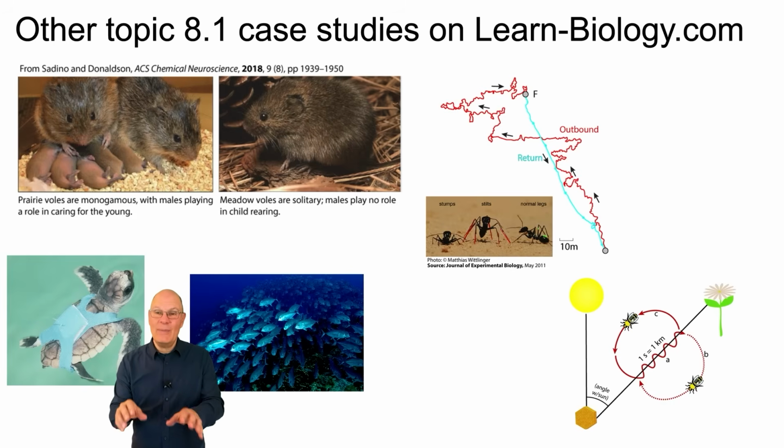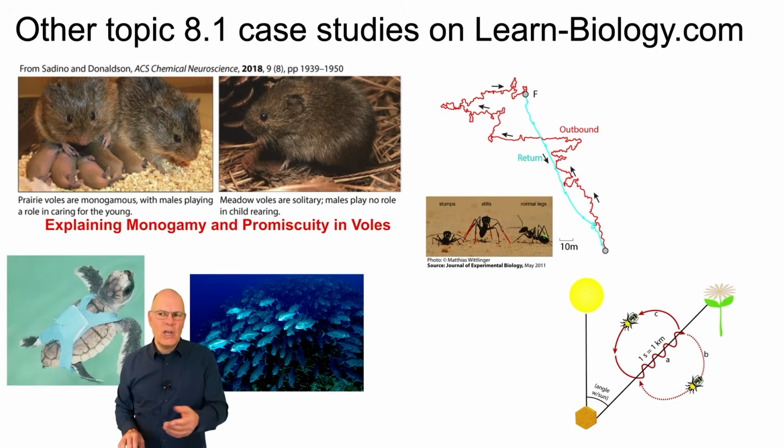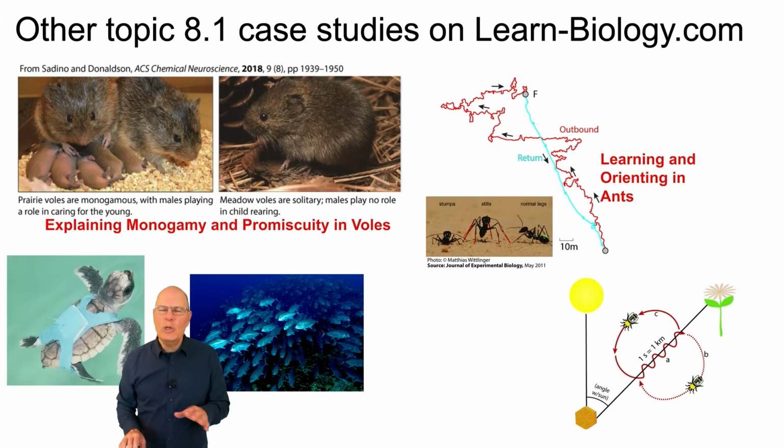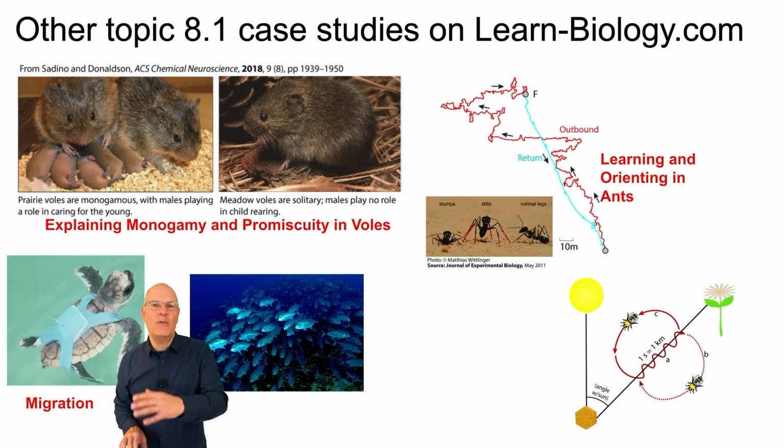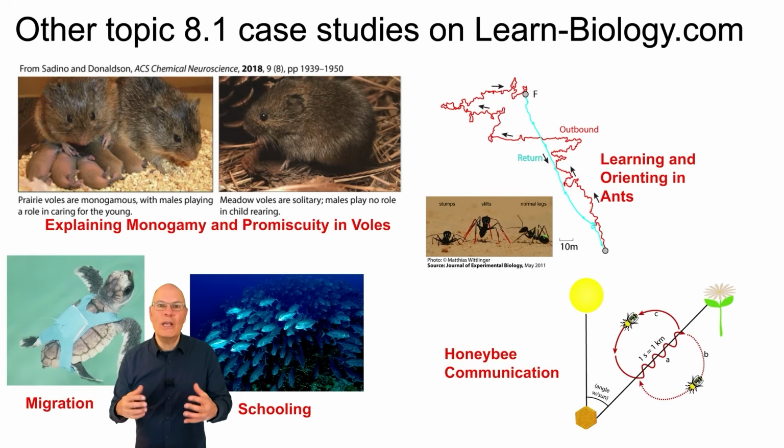We're going to stop presenting them here right now, but what I want to encourage you to do is to go up to learn-biology.com, where you can learn about amazing things like why some voles, a small type of rodent, are monogamous while others are promiscuous. You can learn about how ants learn how to make their way back to the nest after finding food in a straight line, not an easy thing for them to do, how turtles can go out to sea, forage there for years, and then how they make their way back to their nest, how and why animals school, and how honeybees with their relatively small brains can communicate to one another through their dances about the location of food sources.